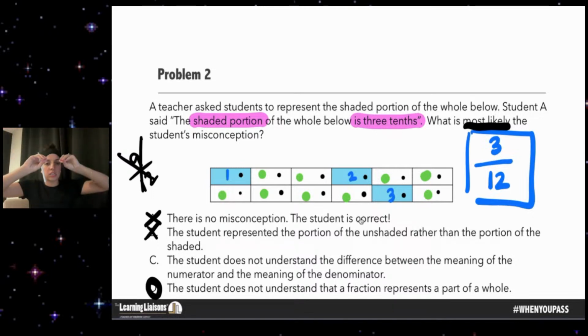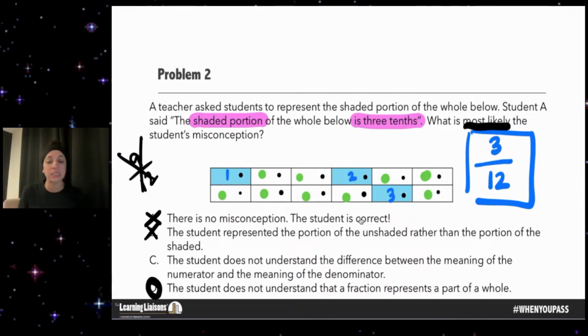They did a part out of another part, right? They did blue part and yellow part. What they did is really more of a ratio than a fraction, right? So they did part and part instead of part and whole. And so that's a huge foundational misunderstanding of what a fraction really is. So D is going to be the best answer.